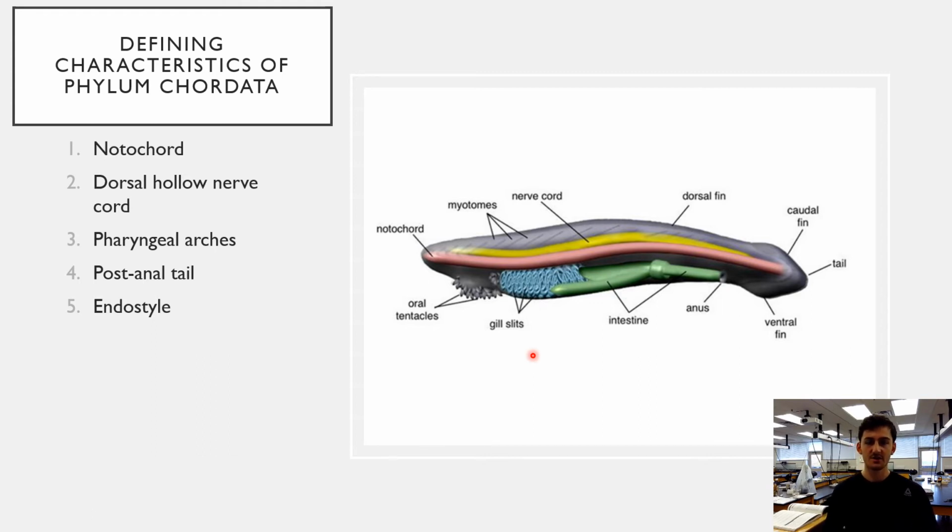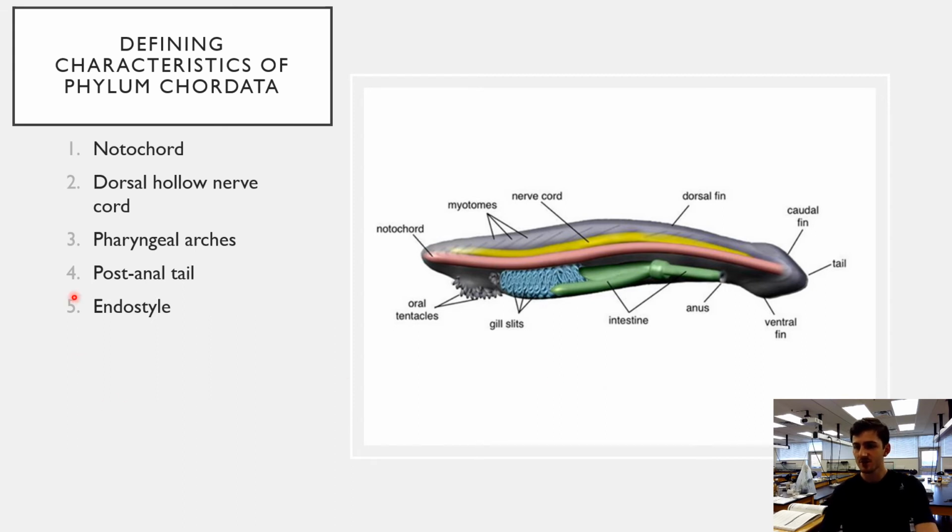The other characteristic that I just mentioned, so I'm going to skip ahead one, is the endostyle. And so this is modified into a thyroid gland in most mammals, but in very primitive chordates like Cephalochordata or Urochordata, they have what's called an endostyle. And so this is producing hormones or regulatory chemicals for this organism.